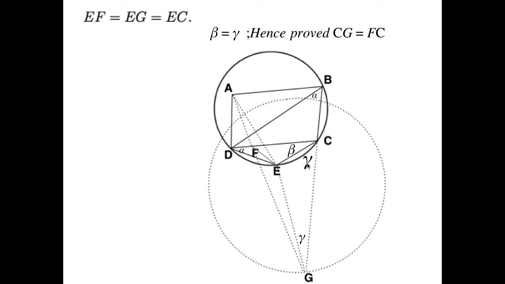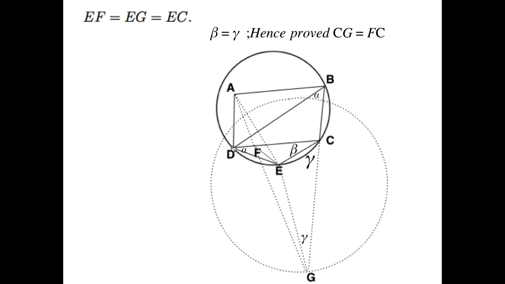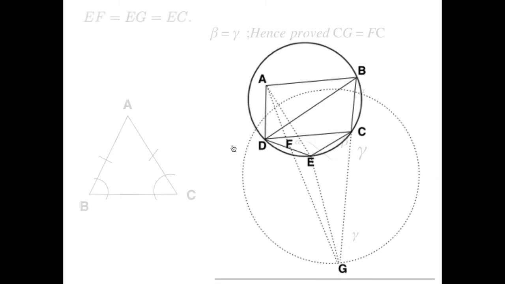If beta is equal to gamma, then in EGC as well, there must be beta. That means angle FEC must be equal to angle GEC by this law. Beta is equal to gamma, right? Therefore, this GC is equal to FC. Hence proved that this line passing through AG is an angular bisector of angle DAC. And yes, according to the isosceles triangle.